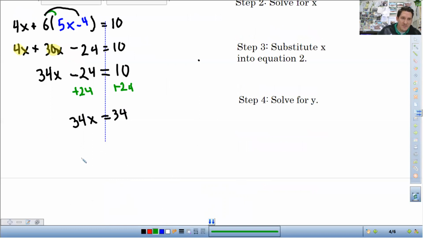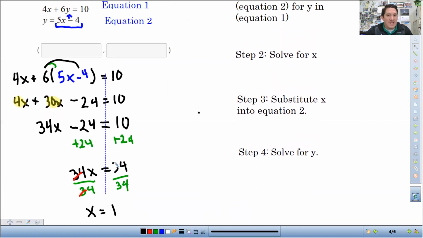And then divide by 34 to eliminate the 34 there. So it cancels out over here, and you get x is equal to 1. So here's the thing. We are only halfway done with the problem now. So we know what x is. x is 1. We need to substitute x in one of these equations.